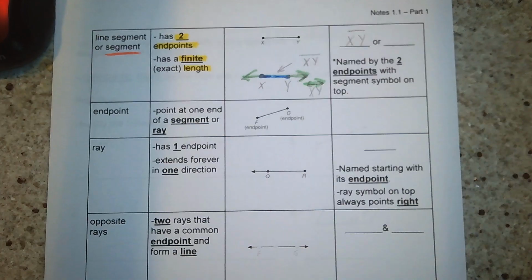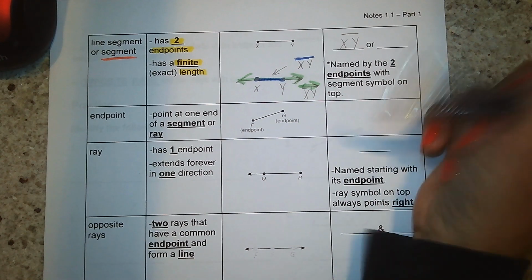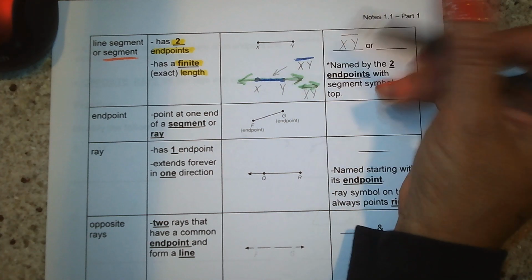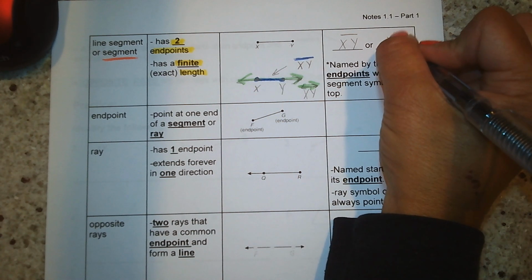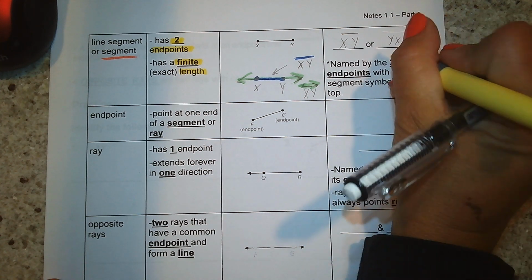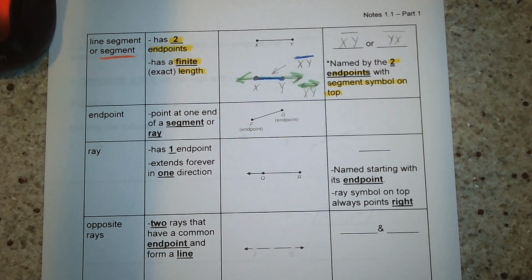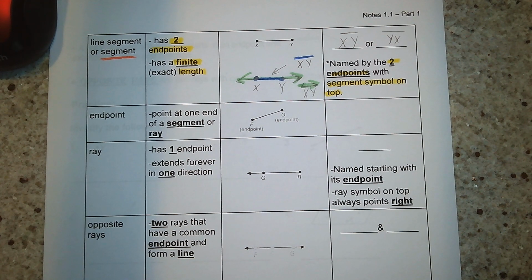Difference between a line versus a line segment there. So just be careful. And again, like I said before, it doesn't matter the order of the letters. This could be line segment XY or line segment YX, either one. Okay, but it is always named by 2 endpoints with the segment symbol on top. Very important. Segment symbol is going to be on top there.